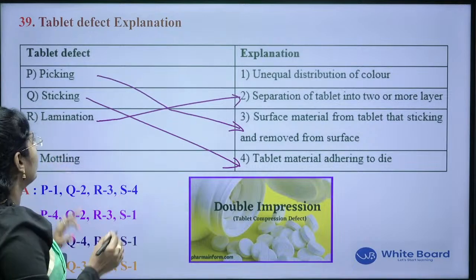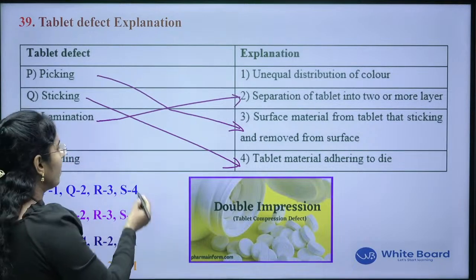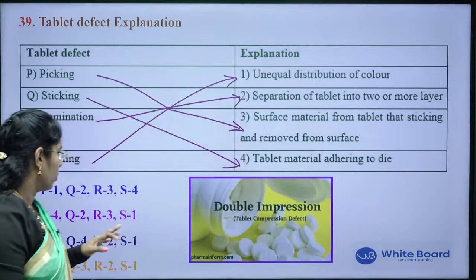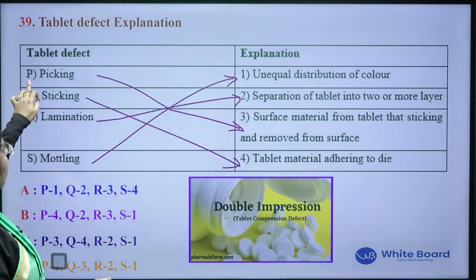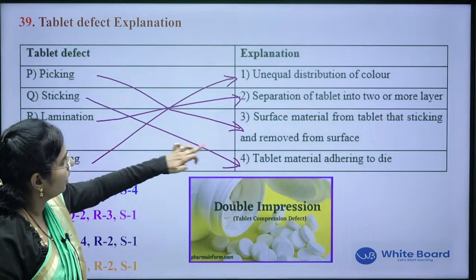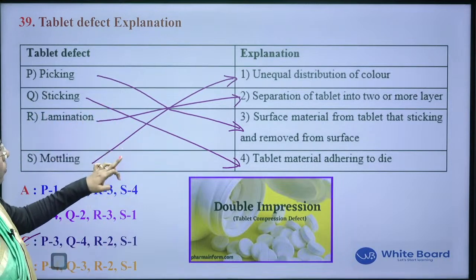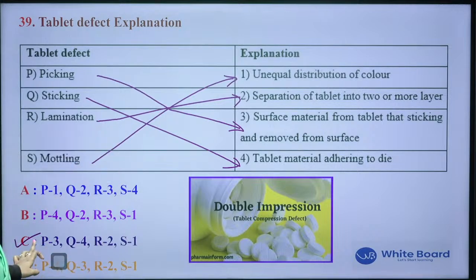So the next one is mottling. Mottling is unequal distribution of color. So what will be the correct answer? Here for P it is 3, for Q it is 4, R is 2 and S is 1. So option C is the correct answer.